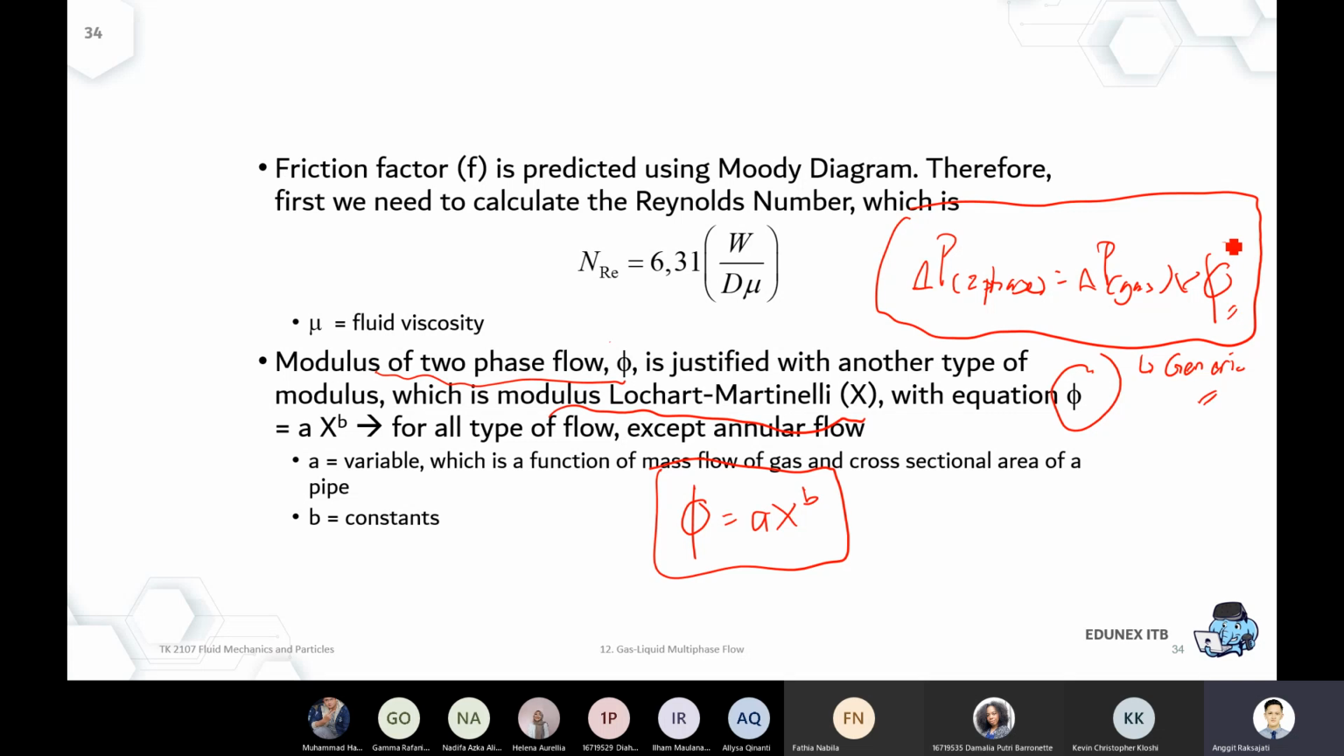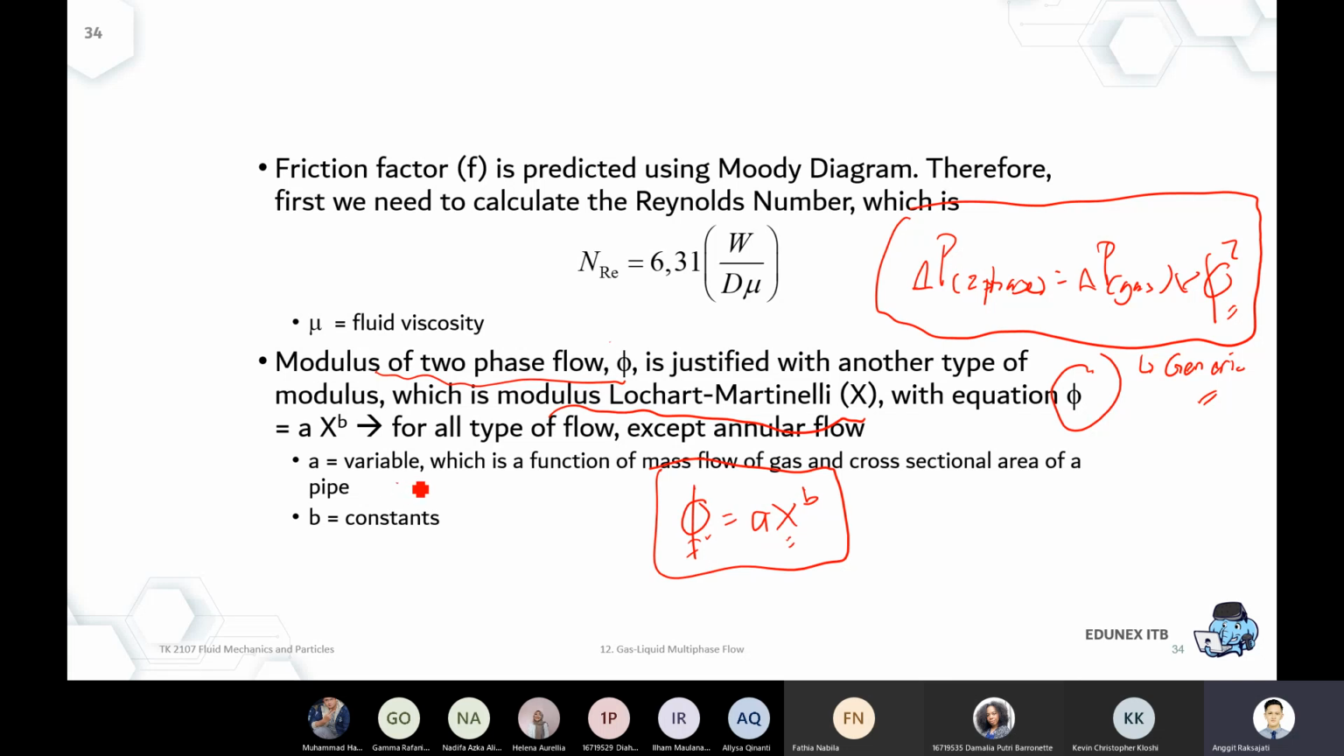That's why the phi is not called directly Lockhart-Martinelli, because somebody else will claim that they have a better equation with a better modulus. That's fine. The hypothesis from Lockhart-Martinelli is that now I can propose how to easily get those modulus. So I can easily get the modulus of two-phase flow if you can calculate the X, the Lockhart-Martinelli parameter that is proposed by his research team. So it can be derived again empirically.